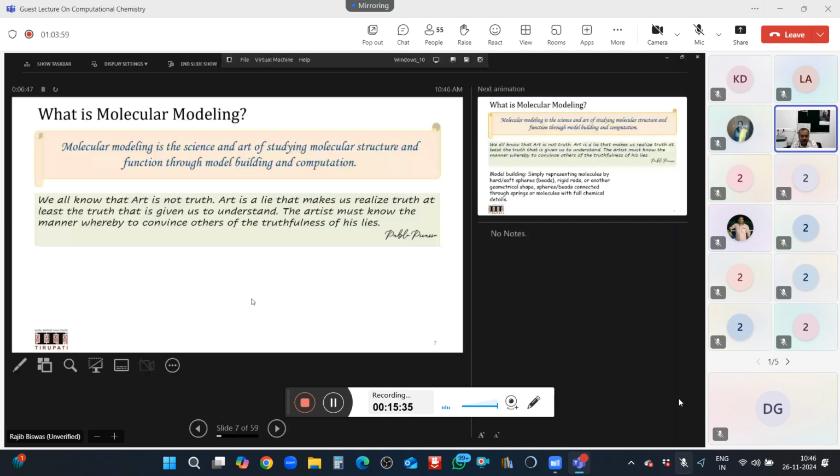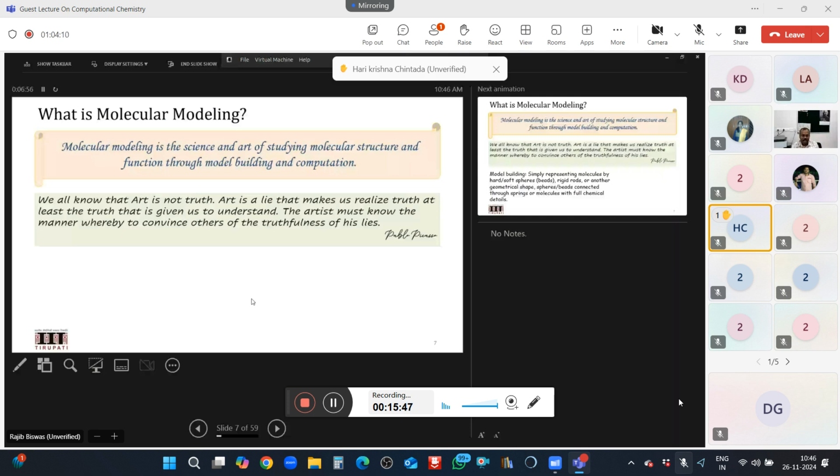This nice philosophical analogy can be correlated with a famous quotation by Pablo Picasso, in which he said that we all know that art is not truth. Art is a lie that makes us realize truth, at least the truth that is given us to understand. The artist must know the manner whereby to convince others of the truthfulness of his lies. So molecular modeling is not the real system. It is a model by which we want to understand the truthfulness of a real system.